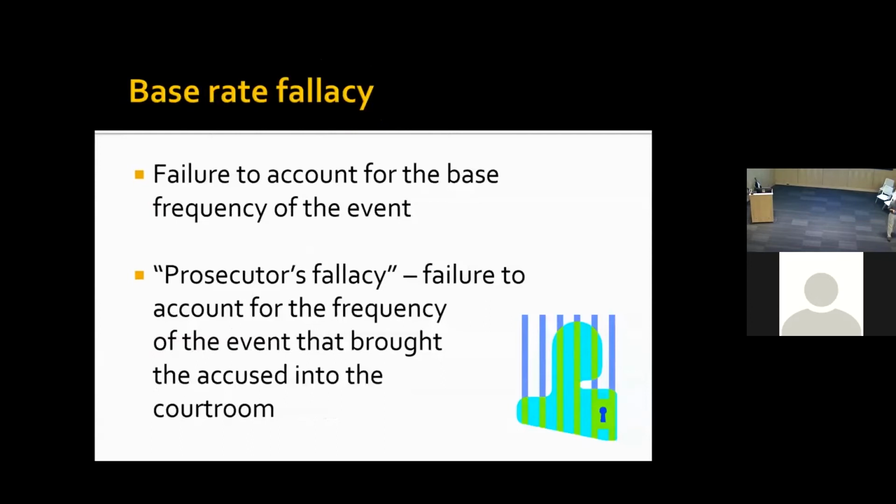And this is called the base rate fallacy. It's the failure to account for the base frequency of the event. This is also called the prosecutor's fallacy. The failure to account for the frequency of the event that brought the accused into the courtroom. If you're talking about theft and you have somebody come in and you've caught them red-handed, okay, that's a common event, all right? That's okay. This works a lot of times. But when you start getting to rare stuff, you're failing to account for the fact that this is a rare thing to happen to begin with. And then when you work all the math, you can see that it's just going to turn out to be pretty small.